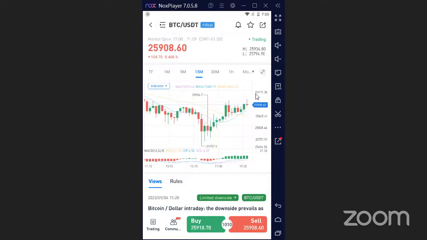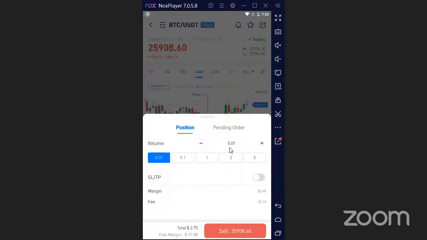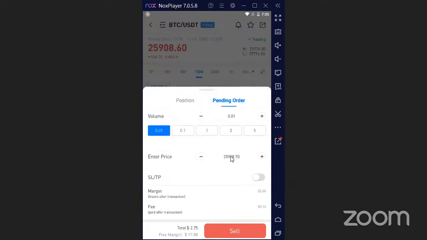So let's use this 25,979.30. We can come here and set our sell limit and say, when this market gets to 25,979.30, the market should start to sell. And this is where we enter the price. That is the price you want your market to get to before it starts selling.